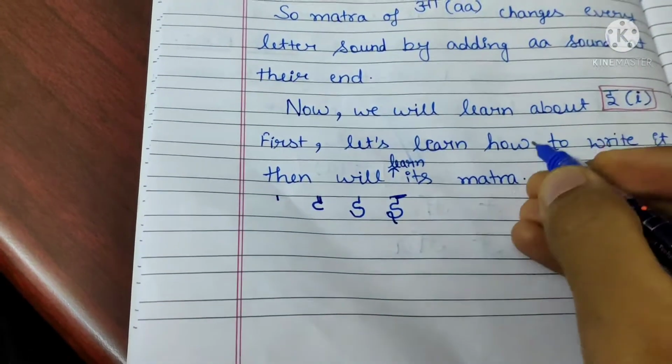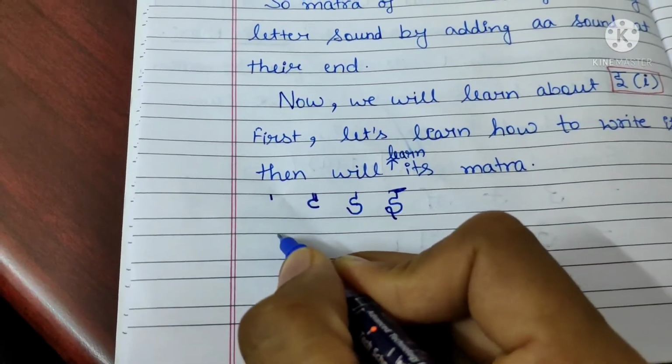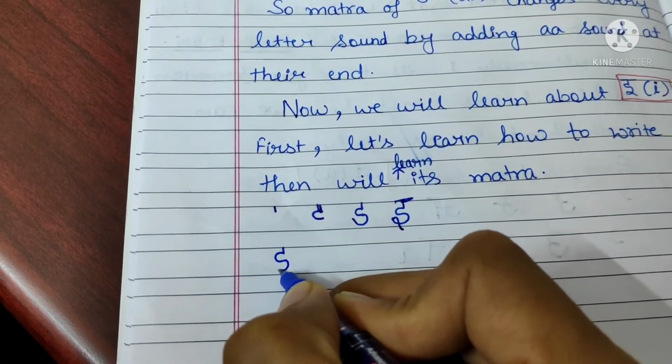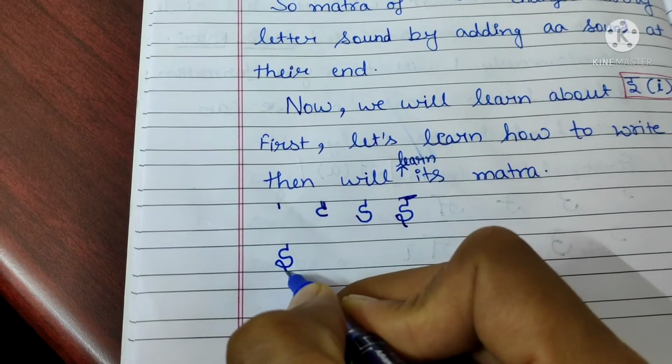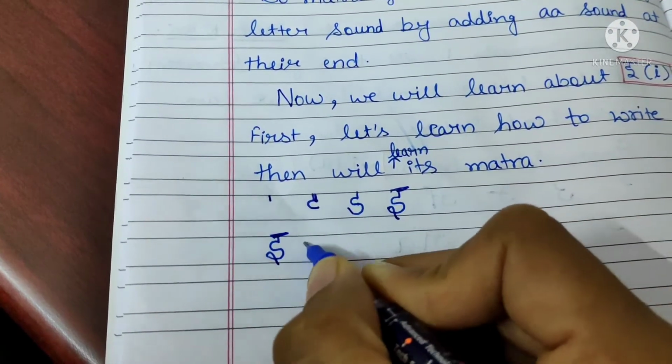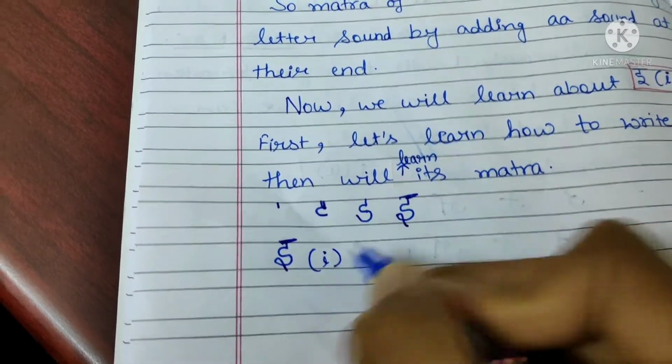Again I am telling you, look carefully: a little standing line, C, then turn it, and then turn like this and add a sleeping line. So this is the E alphabet in Hindi.